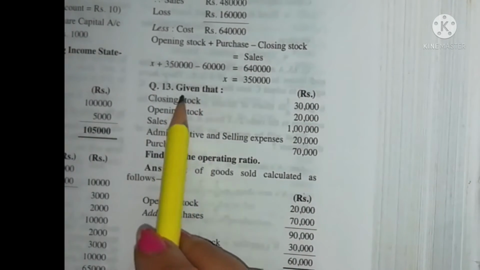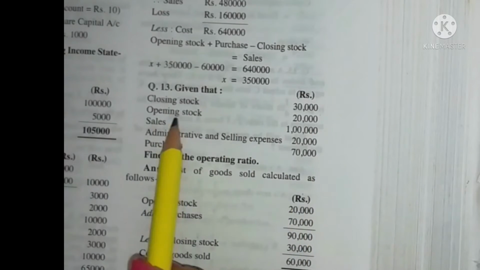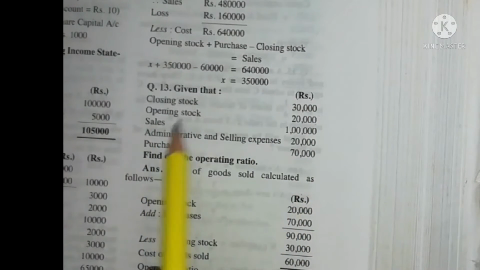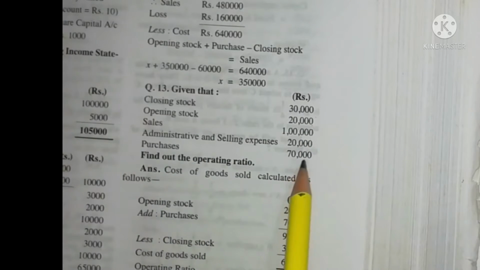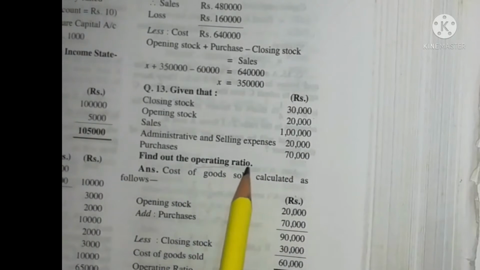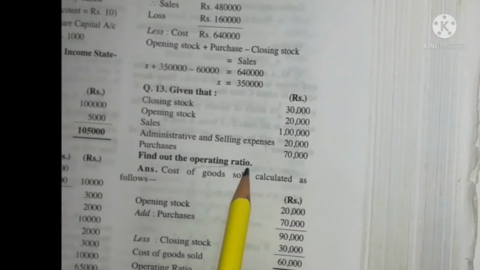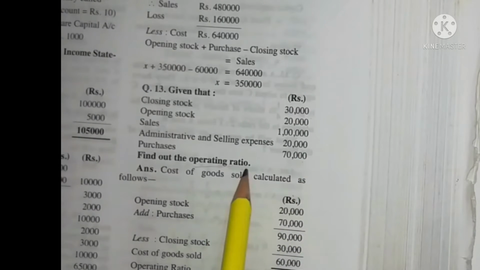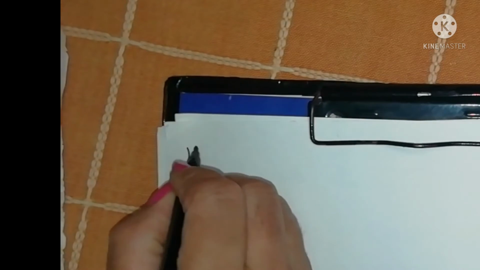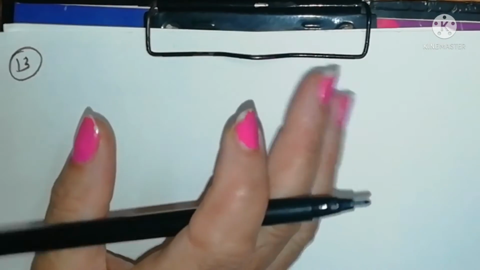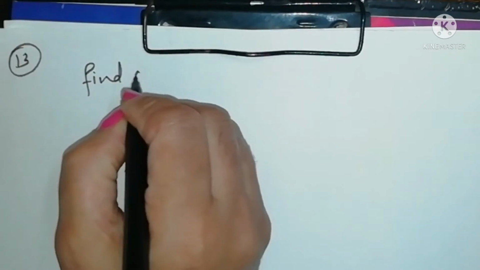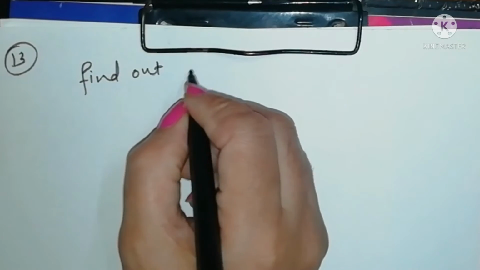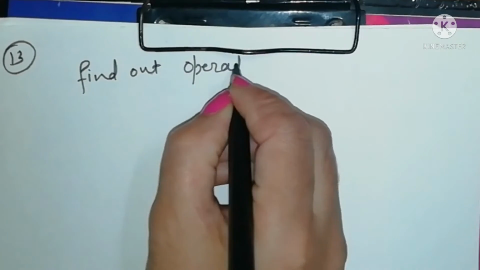So here is question number 13. Given that closing stock is rupees 30,000, opening stock rupees 20,000, sales rupees 1 lakh, administrative and selling expenses rupees 20,000 and purchases rupees 70,000. Find out the operating ratio. So students, on the basis of this information we have to find out the value of operating ratio. So let's start the question.